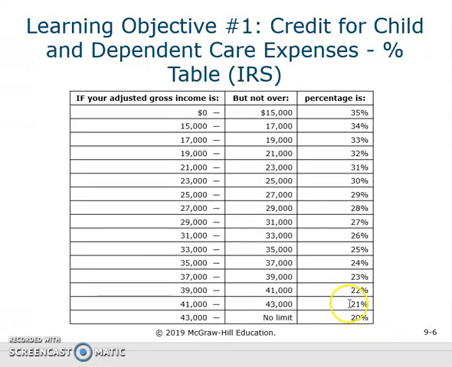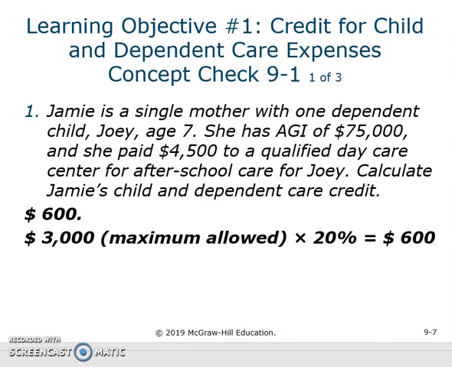So this is the percentage table that is used to calculate the deduction. So if the gross income falls between these two numbers, then this is what we would multiply the allowable expenses by, that percentage in this column. Let's take a look at an example.